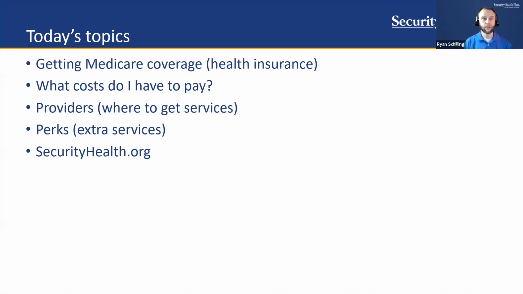So what we're going to go over today is getting started, like how do we get coverage? We're going to talk about what type of costs are associated, who do I have to pay and what types of things. We're going to talk about providers and where to get services, perks, what benefits do I get on top of just deductibles and copays and things like that. And then we'll talk about securityhealth.org. There's a member portal, and we'll talk a little bit about the app for your phone and the different things that you can do there.